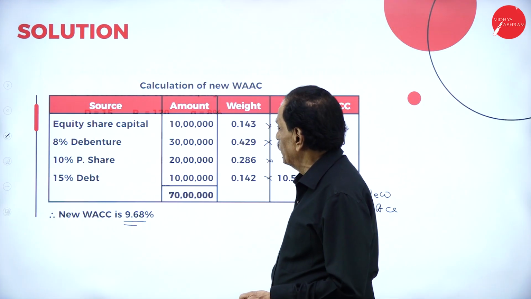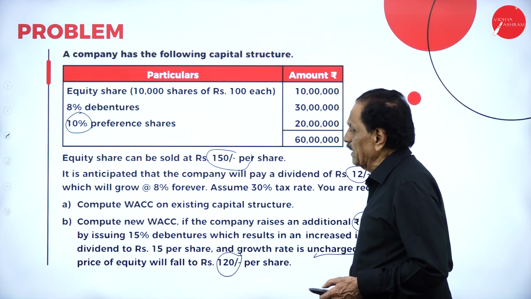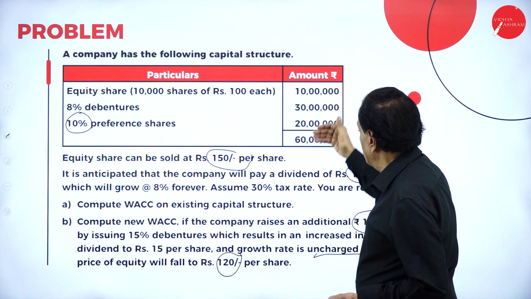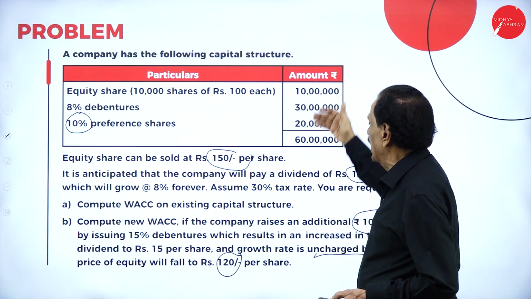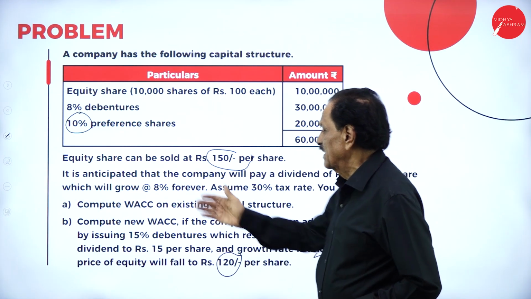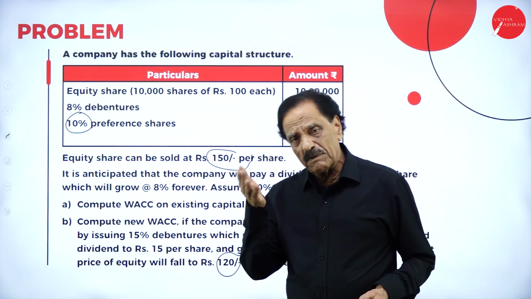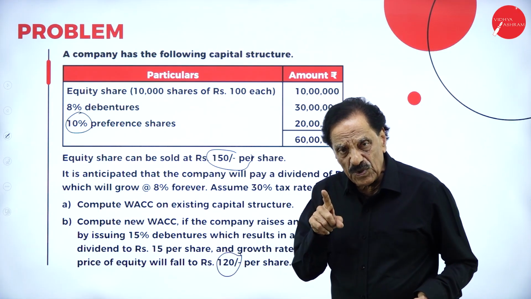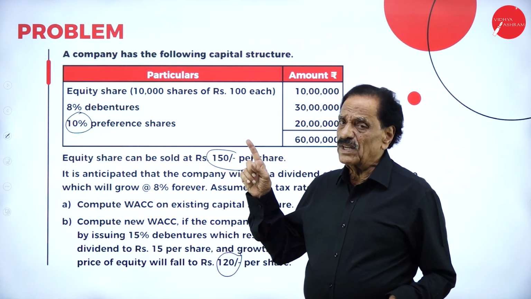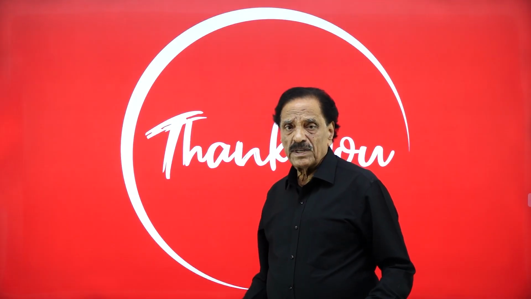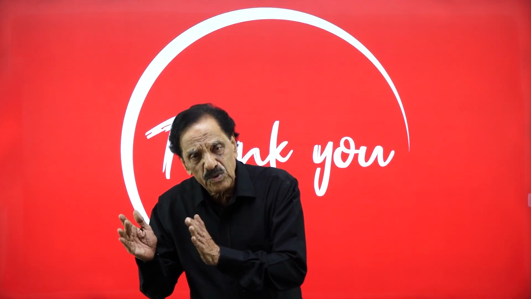This is a problem they will give. The weights they will give: 10 lakh divided by 60 lakh, 30 lakh divided by 60 lakh, 20 lakh divided by 60 lakh. Then the same thing: dividend divided by market price of the share into 100 plus growth rate. One you have to do for the existing, one for the new. This will definitely come in the examination for 15 marks. Hope you understand. I have done one for the existing and one for the new also.